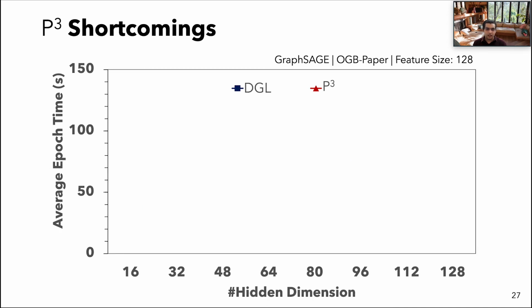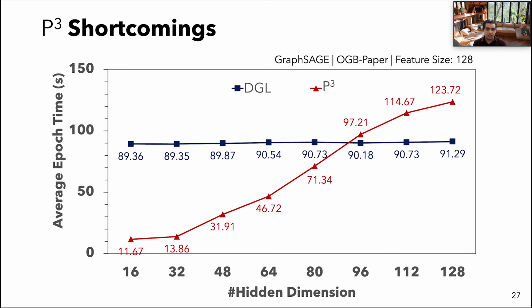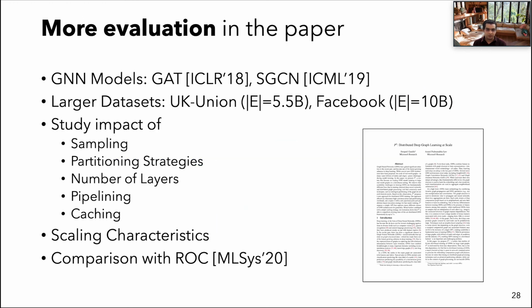While these results are encouraging, we would like to note that there is no free lunch. Here, x-axis shows the hidden dimension size and y-axis shows the epoch time in seconds. A fundamental assumption P-cube makes is that hidden dimensions in GNNs and thereby intermediate activations are small and can be traded off for feature movement. When this assumption is invalidated, in this case as we move from left to right, P-cube provides little to no benefit and in some cases may even perform worse.